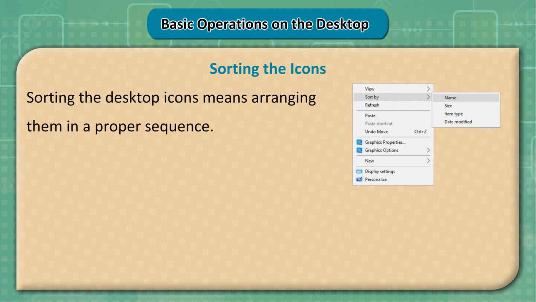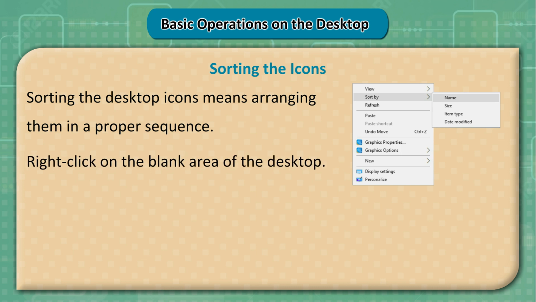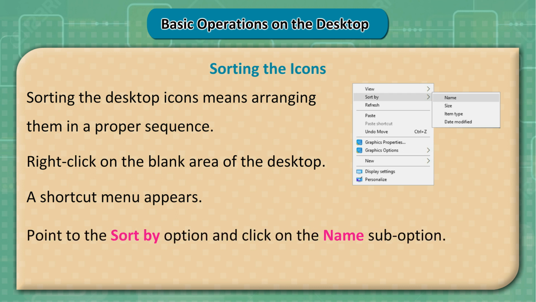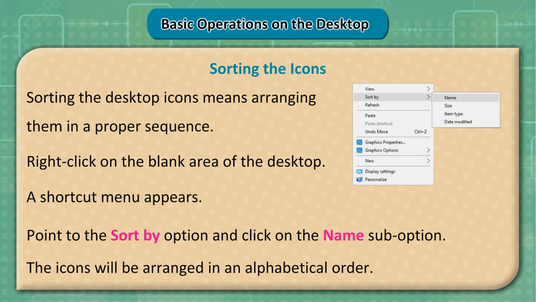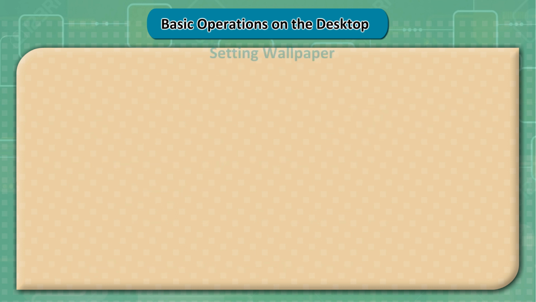Sorting the icons. Sorting the desktop icons means arranging them in a proper sequence. Right-click on the blank area of the desktop. A shortcut menu appears. Point to the Sort By option and click on the Name sub-option. The icons will be arranged in alphabetical order.